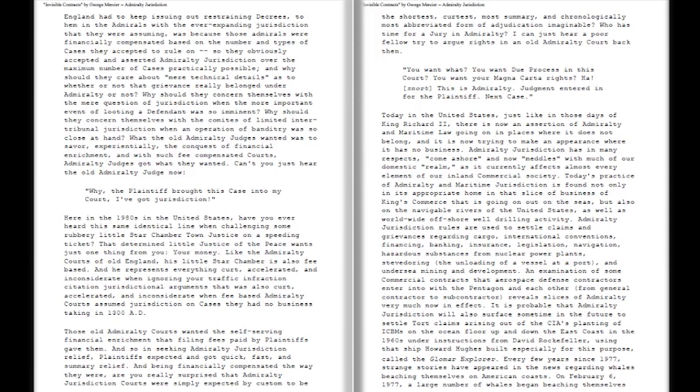An examination of some commercial contracts that aerospace defense contractors enter into with the Pentagon and each other, from general contractor to subcontractor, reveals slices of admiralty very much now in effect. It is probable that admiralty jurisdiction will also surface sometime in the future to settle tort claims arising out of the CIA's planting of ICBMs on the ocean floor up and down the East Coast in the 1960s under instructions from David Rockefeller, using that ship Howard Hughes built especially for this purpose, called the Glomar Explorer.